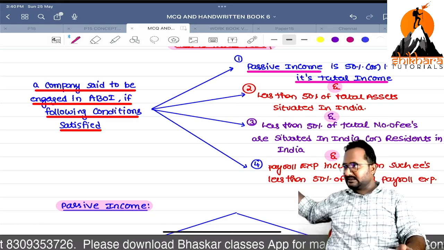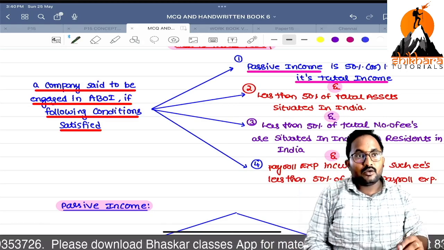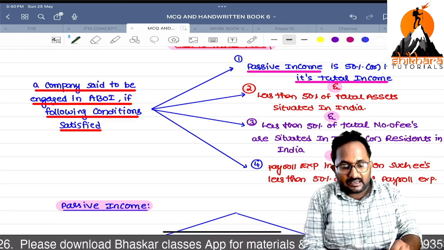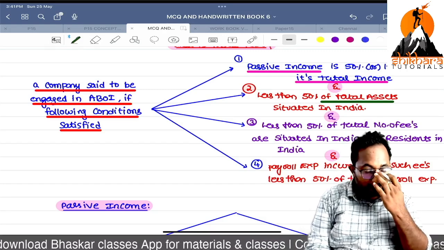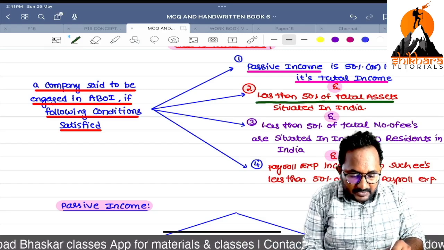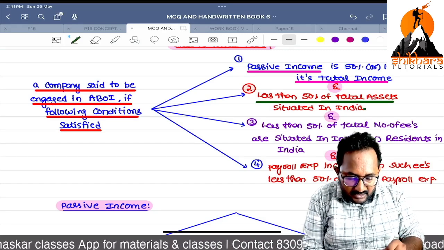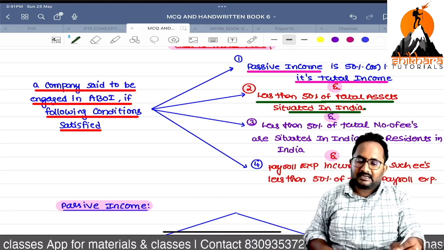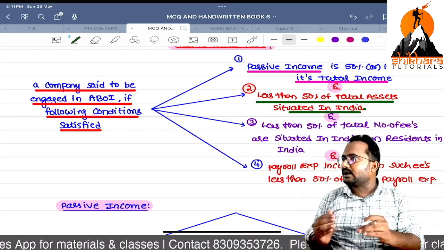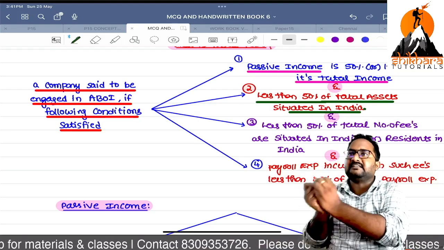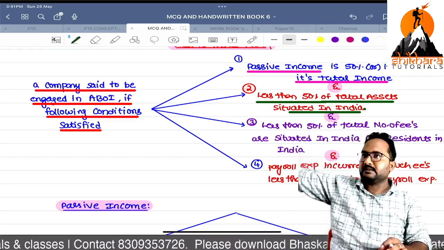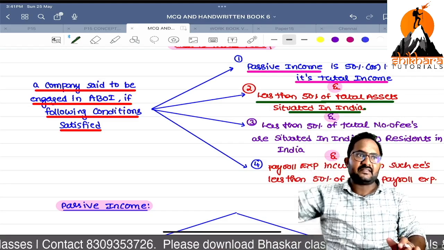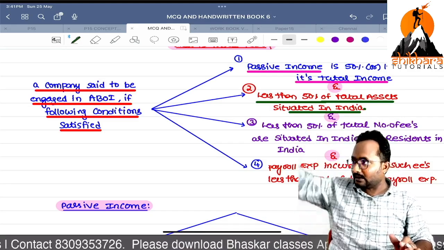But hold all those things for 5 minutes. Next, sir, please take the total assets. Please take total assets: less than 50% of total assets situated where? India. Please calculate that company's total assets. Out of that, if less than 50% are situated in India, it means more assets are situated outside India. Majority situated outside India. That's why that company has active business outside India.